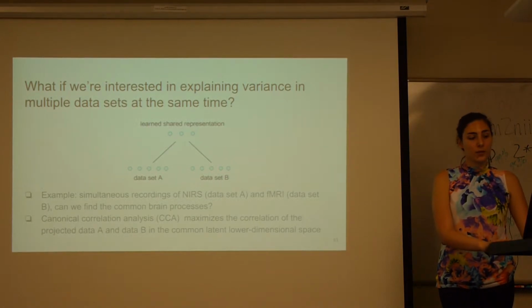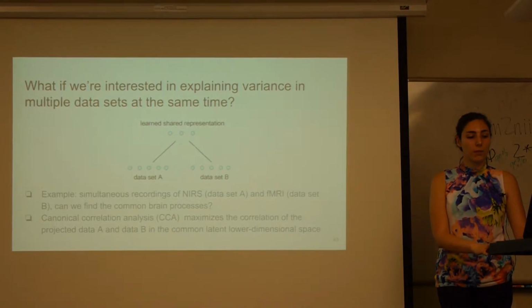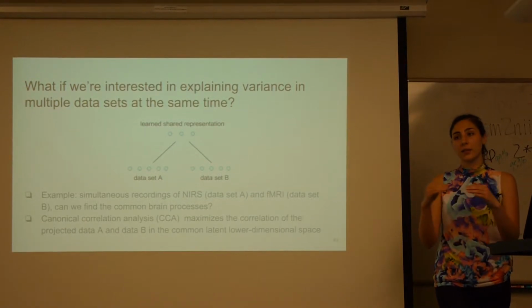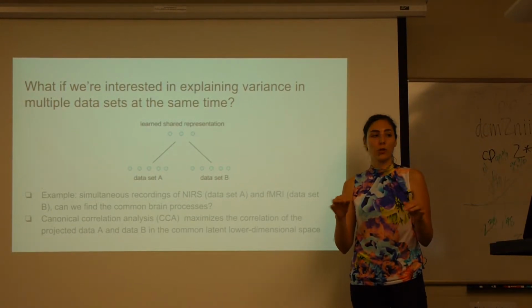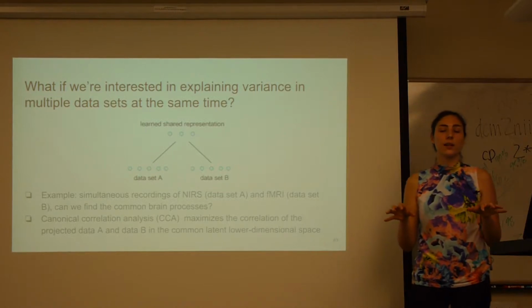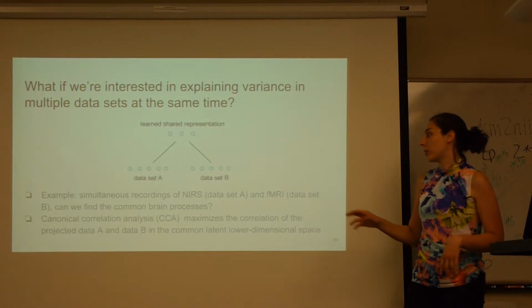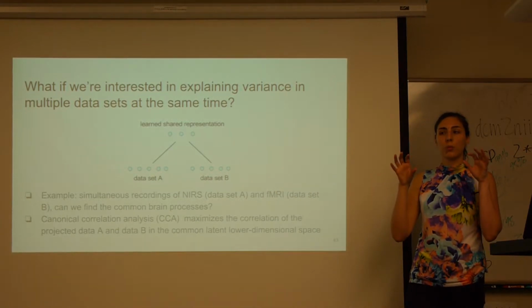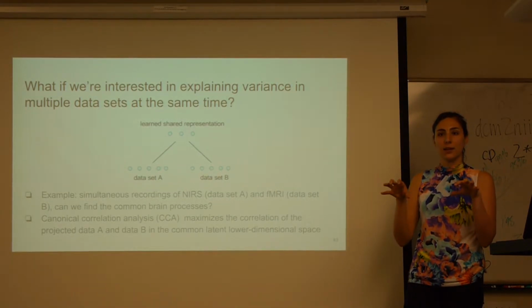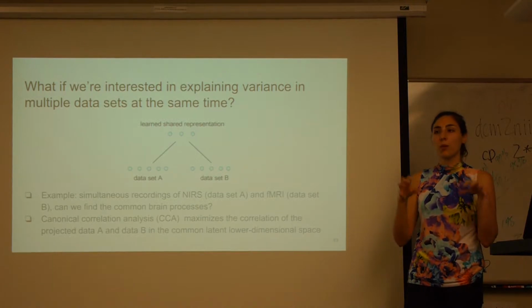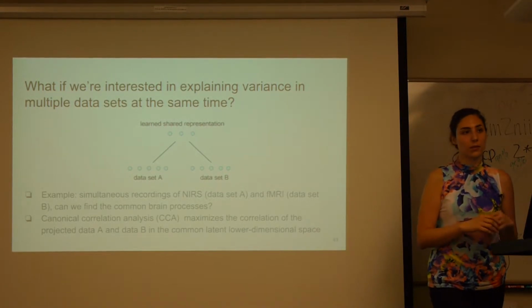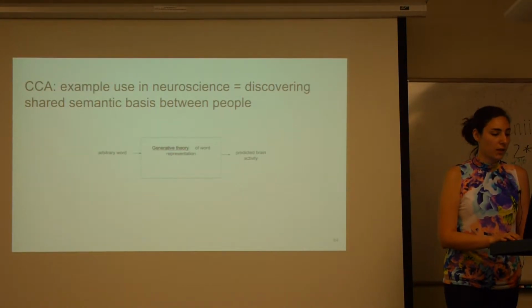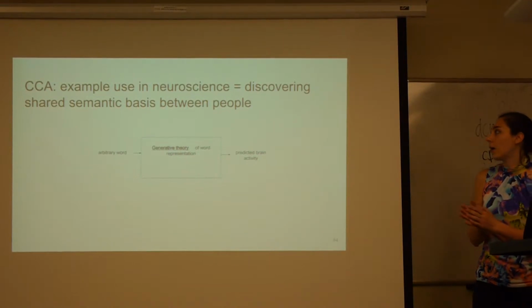Okay, but again, we're trying to find a latent representation that's common to both data sets. And what CCA does is it finds a way to transform the observed data into two projected data in the latent space that are most correlated with each other. Okay. So let's go through an example.